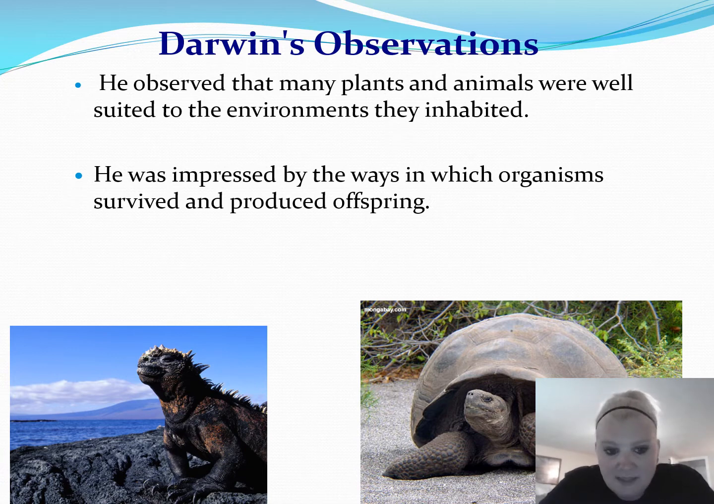So some organisms have become adapted to produce a lot of offspring. It's just like fish. If you guys have ever watched Finding Nemo, you would know clownfish release a lot of eggs, and that's because not all of them are going to survive. So that's an adaptation that some organisms have.